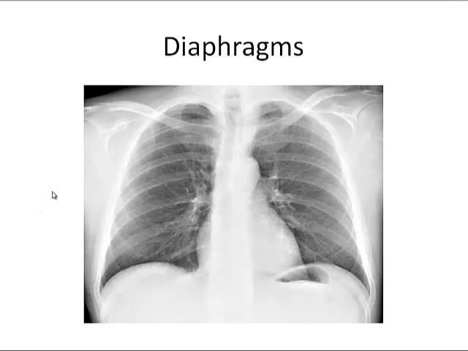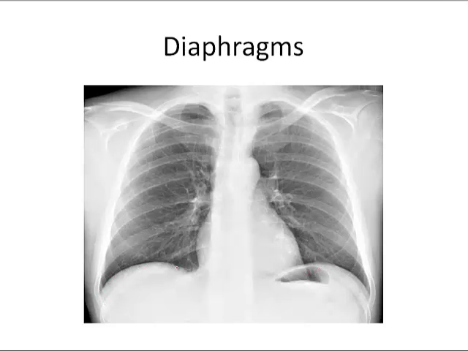After C comes D, which is the diaphragms. When we're looking at the diaphragms, there's a couple of things that we want to look for. You have 2 diaphragms, the one on the right side here, the one on the left side here. The one on the right side tends to ride a little bit higher just because the liver is right underneath it. On this film, they are about the same height though.